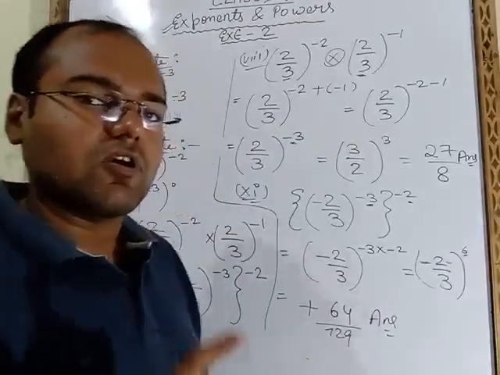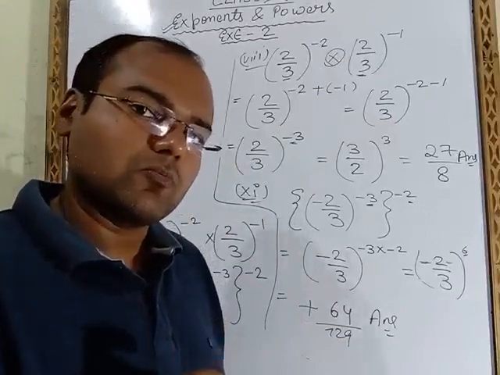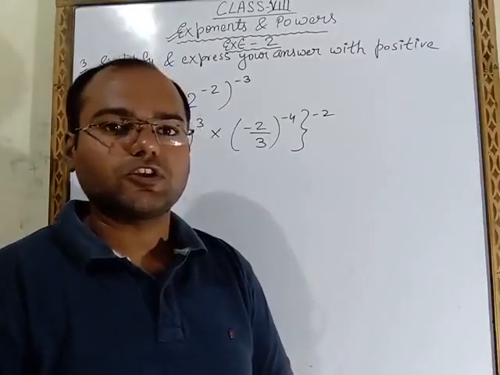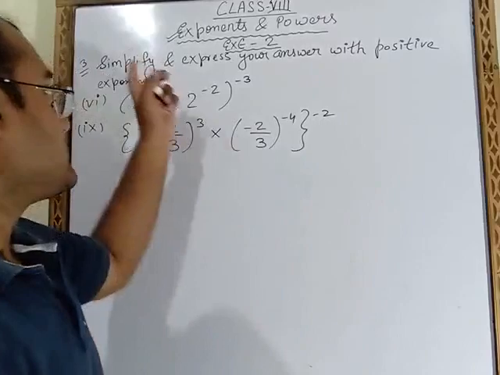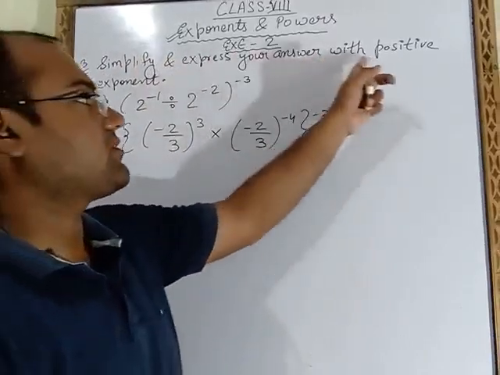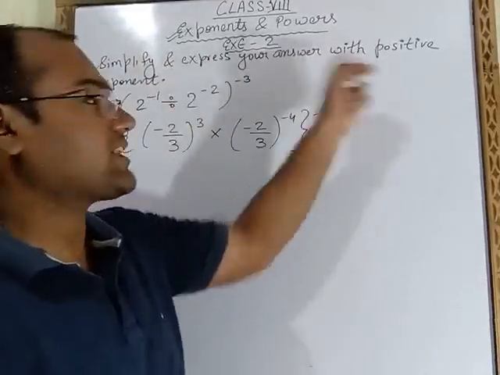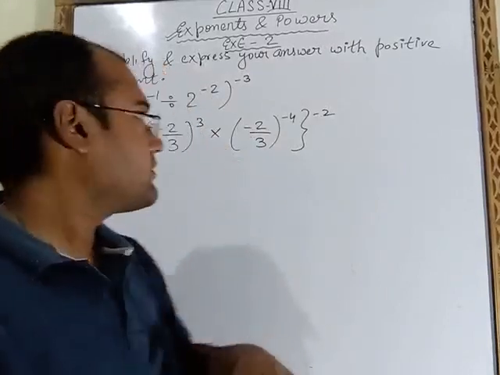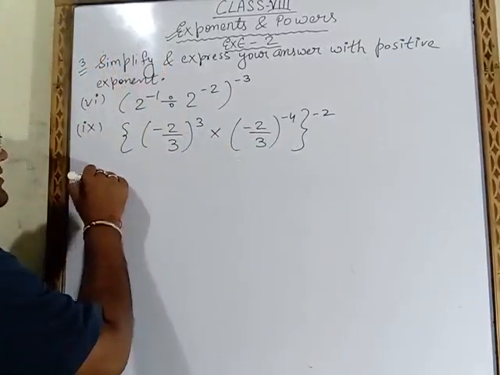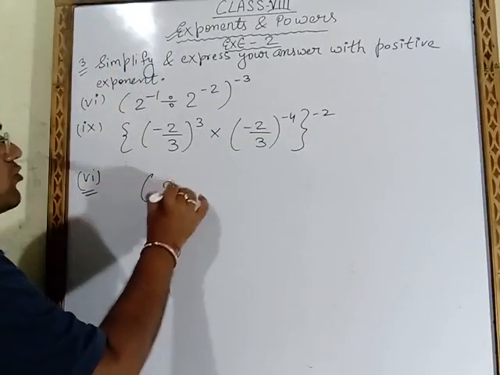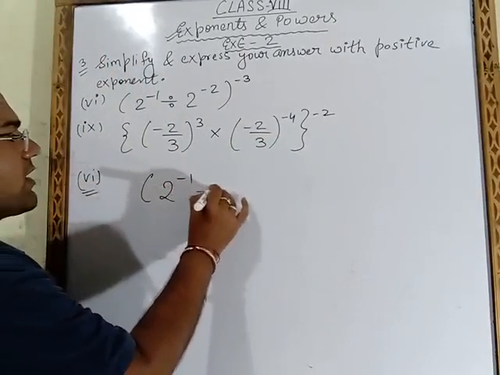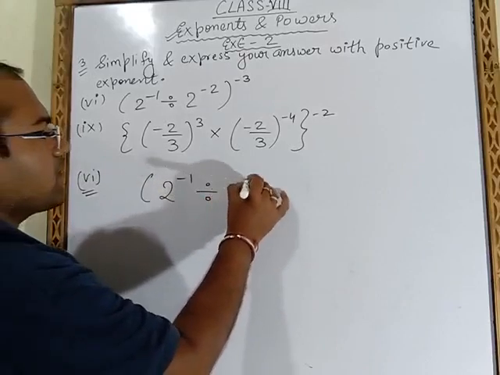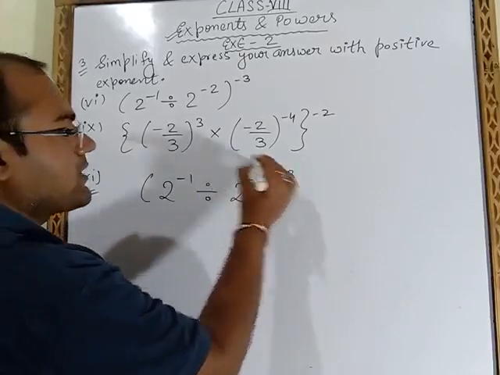So like this you have to do all the remaining parts of question number 2. Now see question number 3. Simplify and express your answer with positive exponent. Positive exponent means answer we have to write with positive power. So this is the 6th part. 2 power minus 1 divide 2 power minus 2 whole power minus 3.